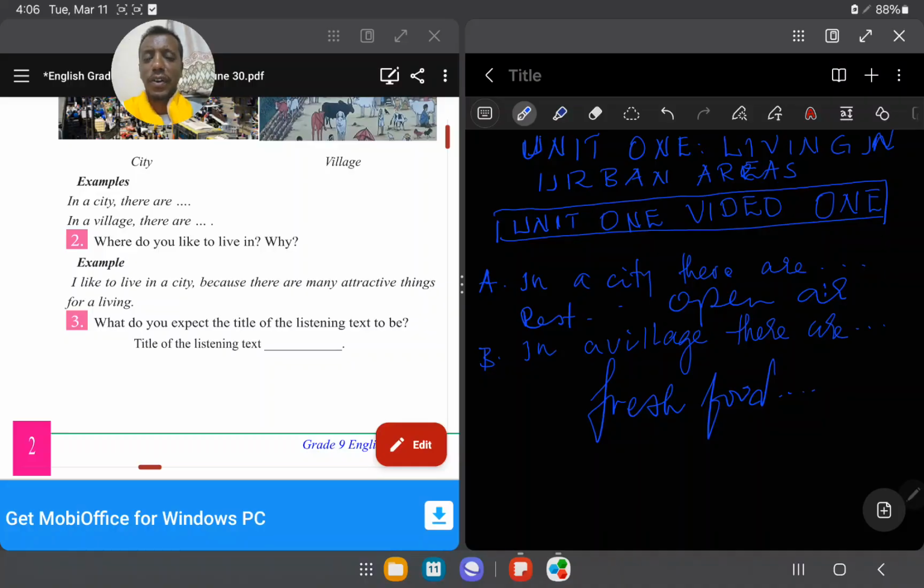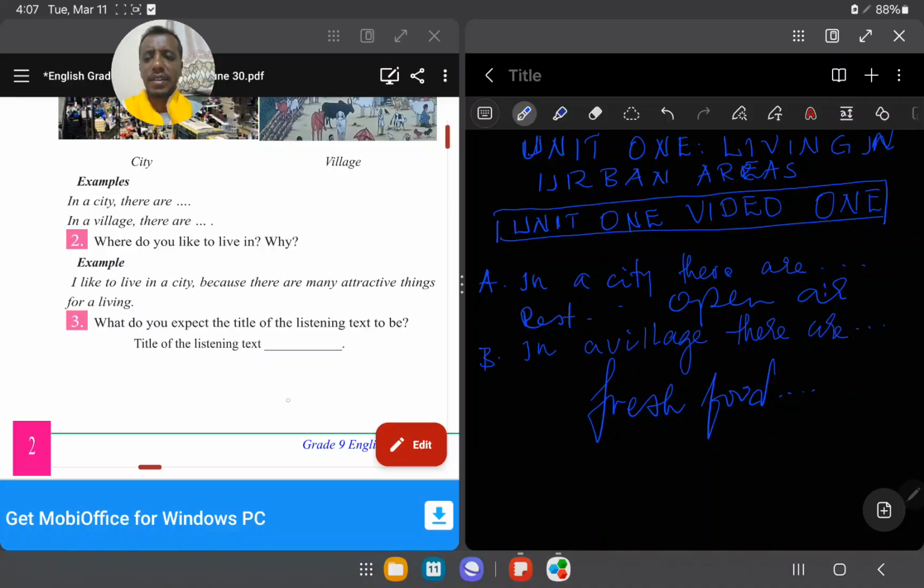What is the title of the passage or the listening text? You can actually have a unique answer. You can have different answers. For example, what could be the title of the listening text? You can say village versus city, because it is comparing, yes, comparing, isn't it? So you can say that.